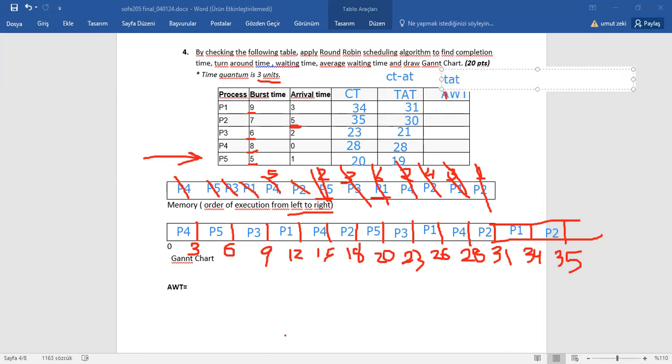You can remember these things, or you can just find it logically. Okay, so this is 22. 30 minus 7, this is 23. This is 21 minus 6, 15. This is 20. And this is 14.